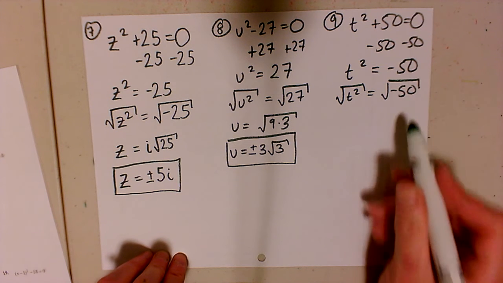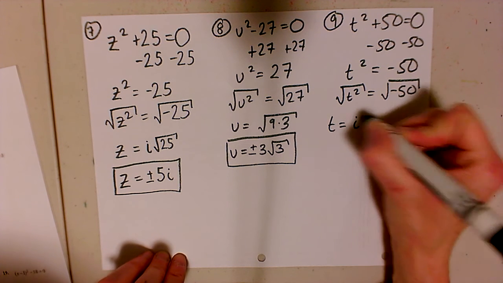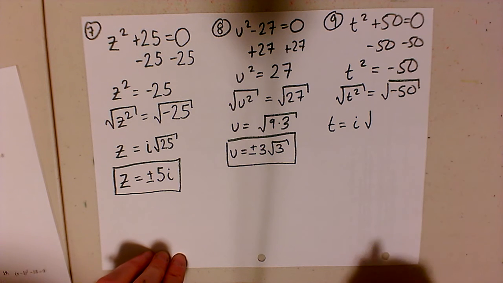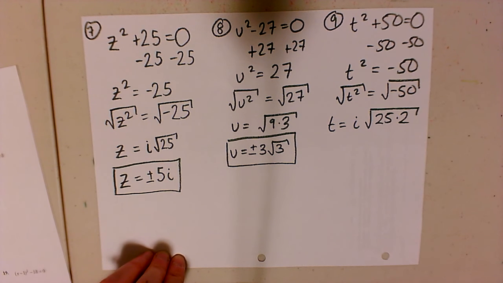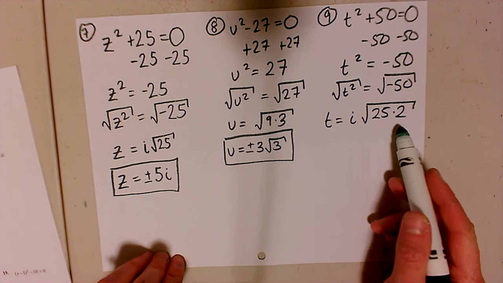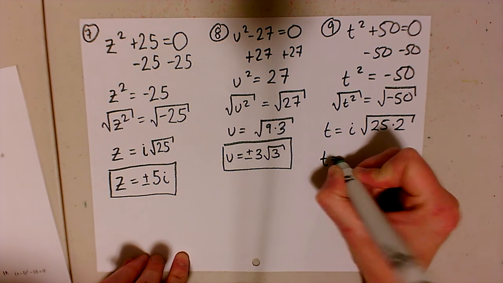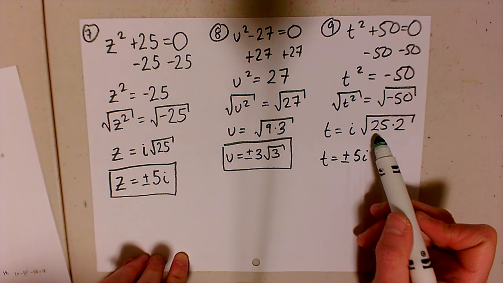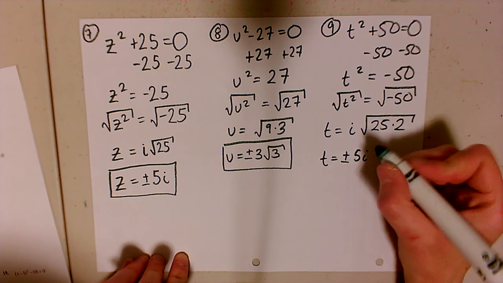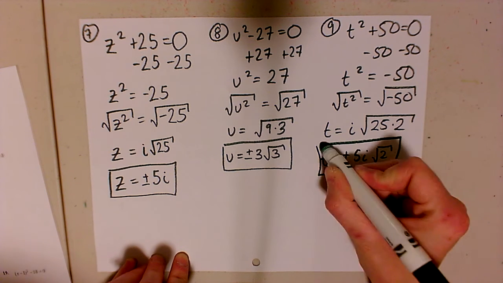Okay, so I've got a negative on the inside, so I'm going to pull out my i. And then 50 I can rewrite as 25 times 2. And so the square root of 25 is 5, and we can pull that out. We can't do anything with the square root of 2, so we have to leave that on the inside. So I'm going to have t is plus or minus 5i, right, because I pulled the square root of 25 out. And then root 2, we leave that on the inside.